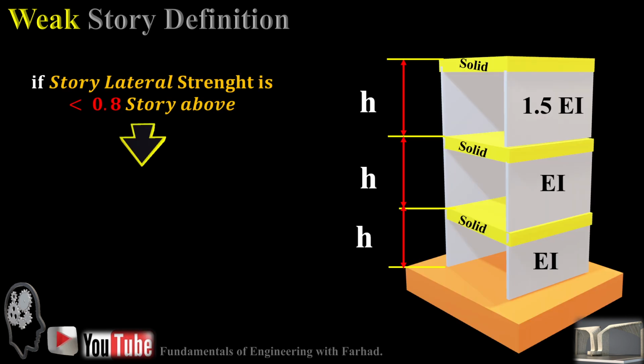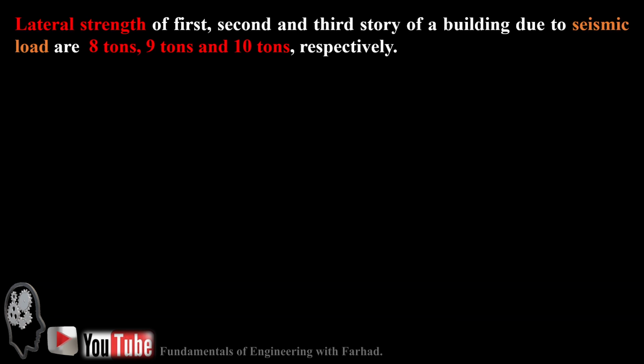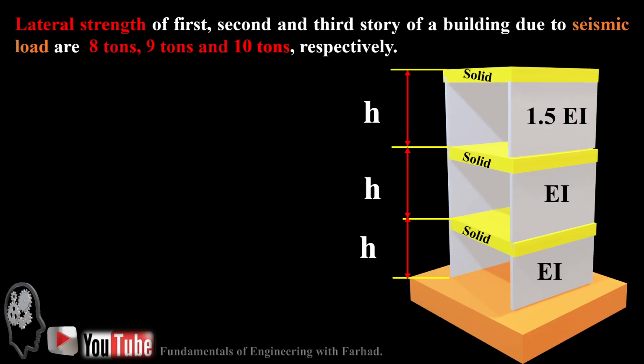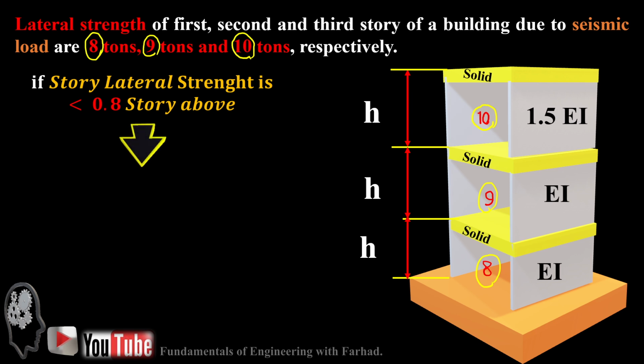With this definition in mind, let's jump back to our problem. It says if a story's lateral strength is less than 80% of the story above, by definition we call that a weak story. So in our problem, we have 8 tons for the first floor, 9 tons, and then 10 tons for the third story, the last story.